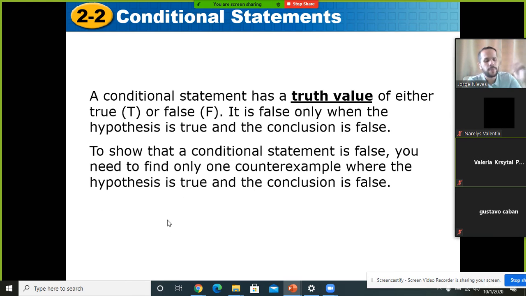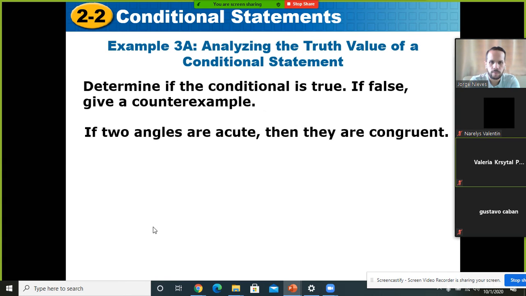No sé si se acuerda, la pasada lección vimos esto. If we have a conjecture, we can have a counterexample to a conjecture to make it false. That means we have a counterexample. So let's see this very quick. Determine if the conditional is true. If false, give a counterexample. Let's read it. Can someone read it?